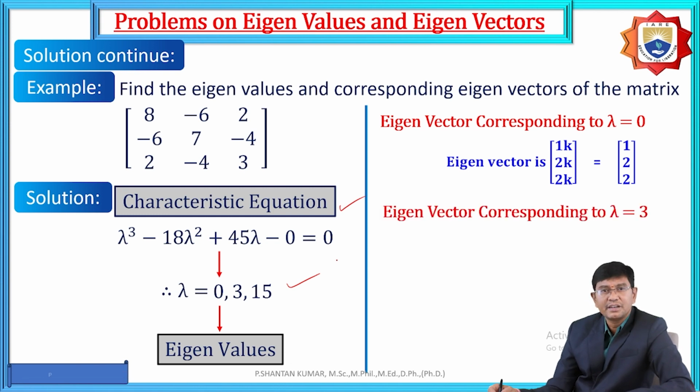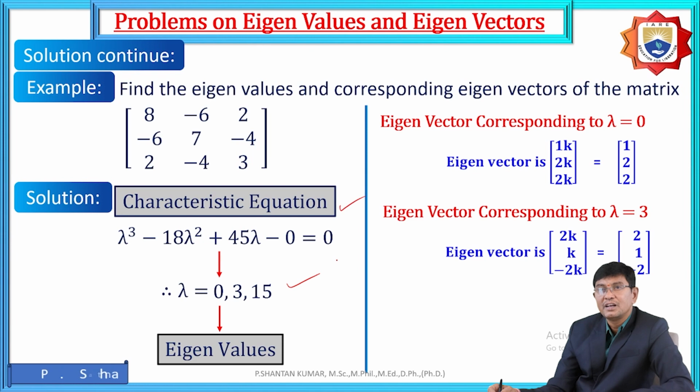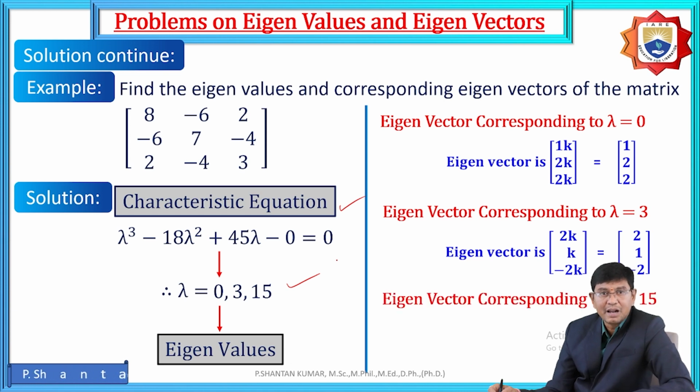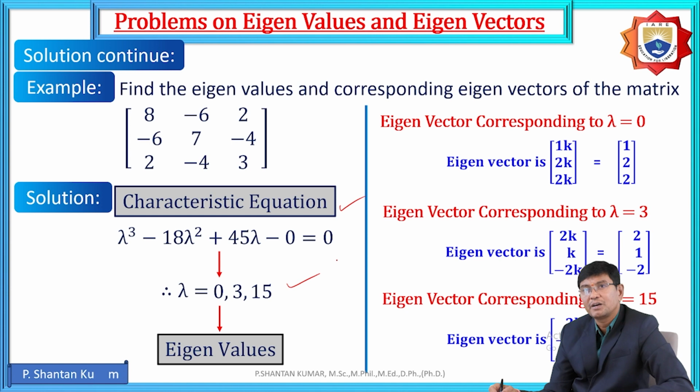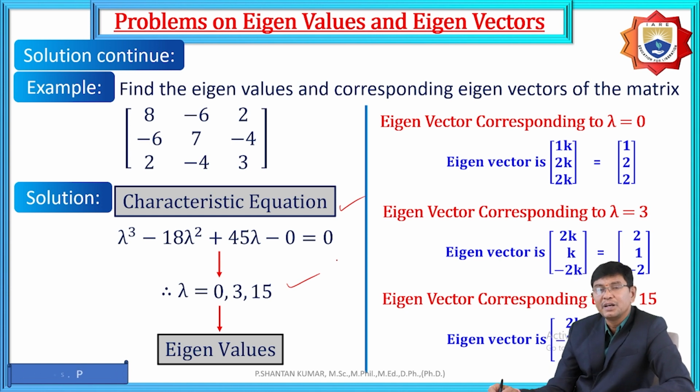Lambda is equal to 3. We obtain 2k, k, minus 2k. Again, assuming k is equal to 1, we obtain 2, 1 and minus 2. And similarly lambda is equal to 15. We already completed that: 2k, minus 2k, k. Therefore the vector 2, minus 2, 1 is an eigenvector.